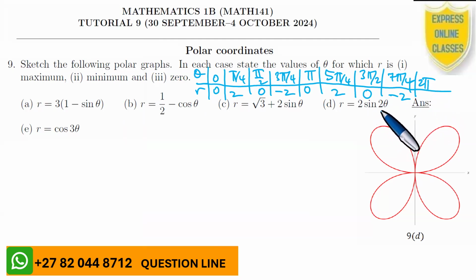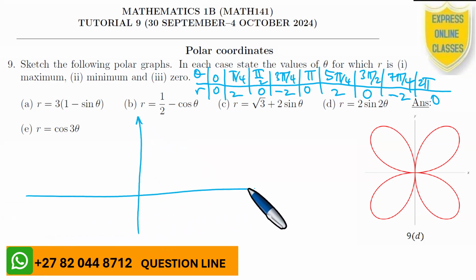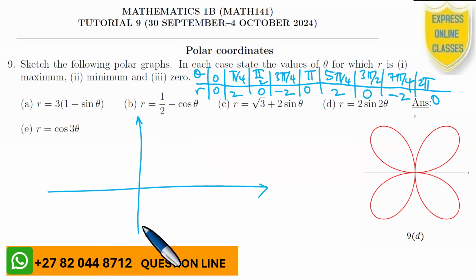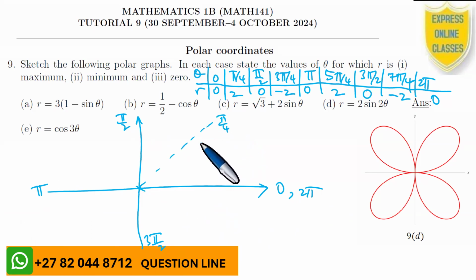So now 2 times 2 pi is 4 pi, 0. So we have this, and then we have also that. So there's 0, pi over 2, pi, 3 pi over 2, 2 pi radians. Let's see what we're going to get here. At 0, you have 0. At pi over 4, we have 2. At pi over 2, 0.